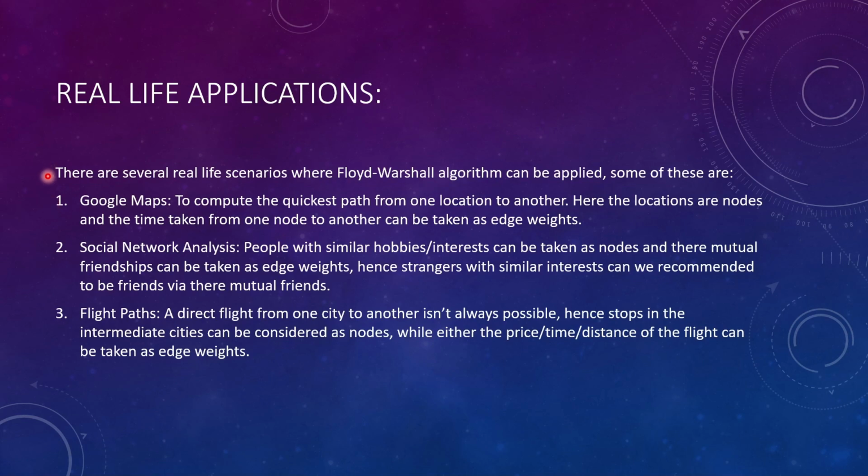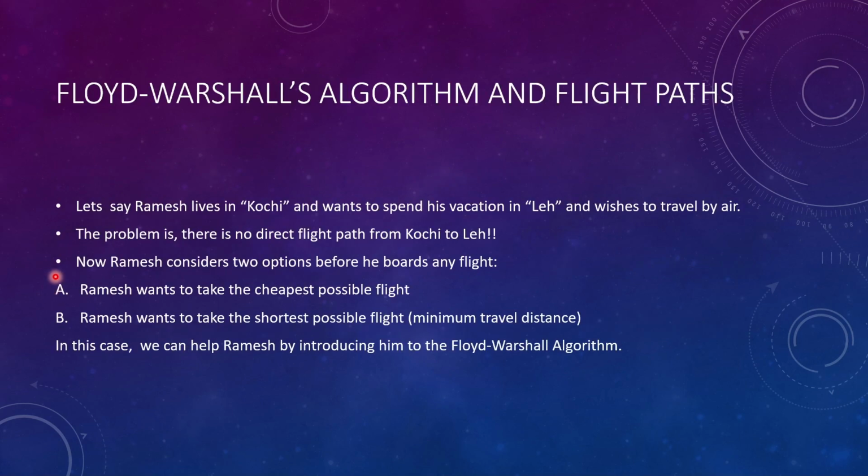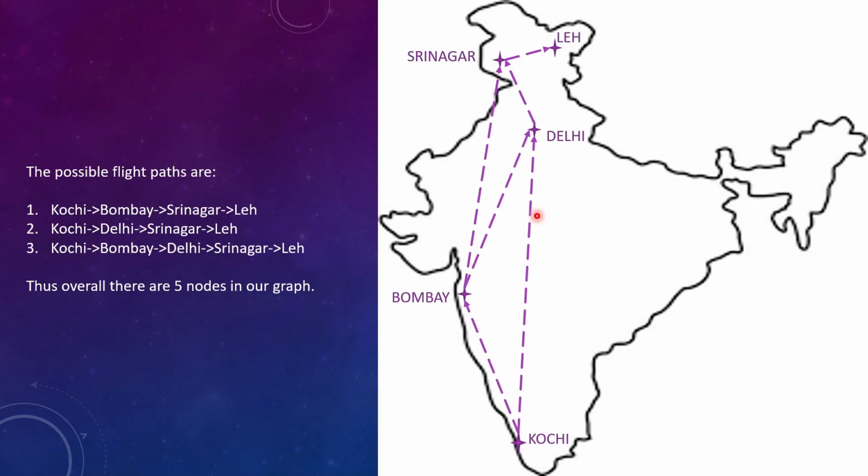Flight path. Let me explain this example in detail. Assume there is a person named Ramesh living in Kochi and he wants to go to Leh, but there is no direct flight from Kochi to Leh. He needs to go via other cities such as Bombay, Delhi, Srinagar, or Leh. So here are some possible paths he can take from Kochi to Leh.